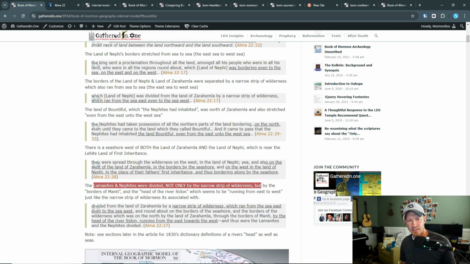Okay, the next one. The Lamanites and Nephites were divided not only by the narrow strip of wilderness, but by the borders of Manti and the head of the Riverside, which seems to be running from east to west, just like the narrow strip of wilderness it's associated with. Okay, this is a crazy important point. Now let's read the scripture really carefully, and I want you to get clear in your mind what this is saying when it talks about which way the Riverside is flowing, right?